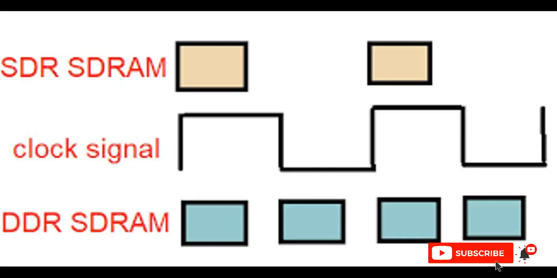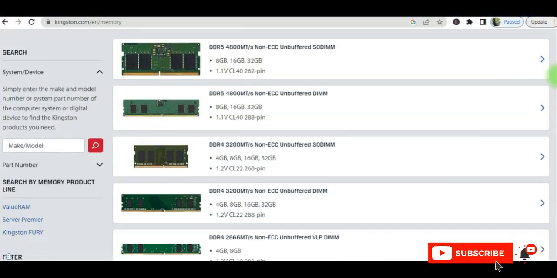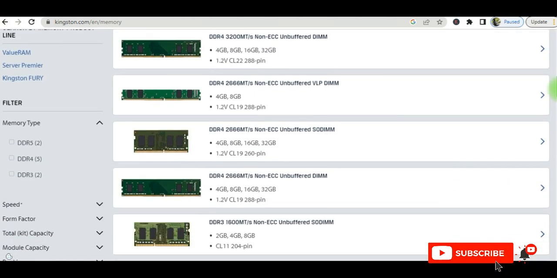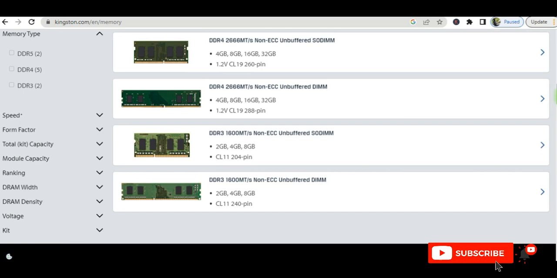There are different types of DDR, and DDR means double data rate. The name basically reflects its capability: in a single clock cycle, the system is able to transfer twice the amount of data. Yes, in one clock cycle. There are different types. So we have DDR5, 4, 3, 2, and of course there was DDR. But DDR was not referred to as DDR1, it was just referred to as DDR.